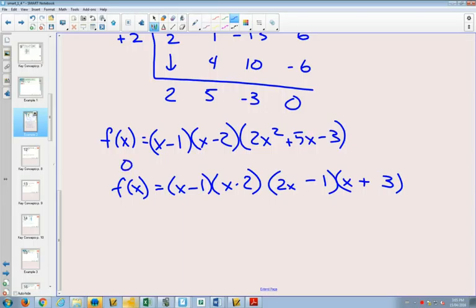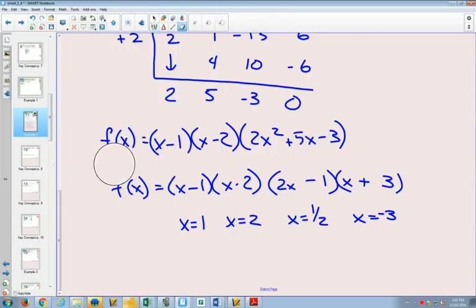Anyways, so now we factored it, so now we know all of our x-intercepts, because if we make this equal to 0, then your x-intercepts are x equals 1, x equals 2, x equals 1/2, and x equals negative 3. So now we've found all of our x-intercepts, and we found our y-intercept. We can draw them, and we can use our end behavior to show what this graph is going to look like.